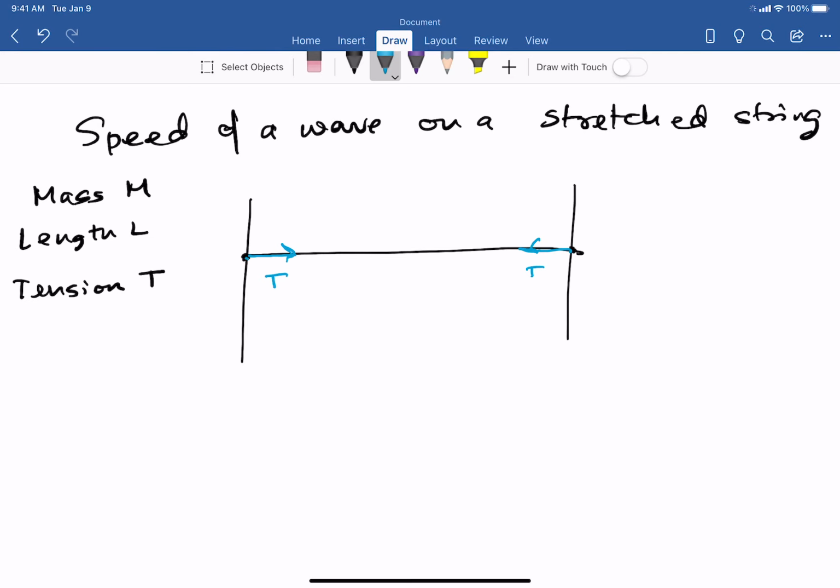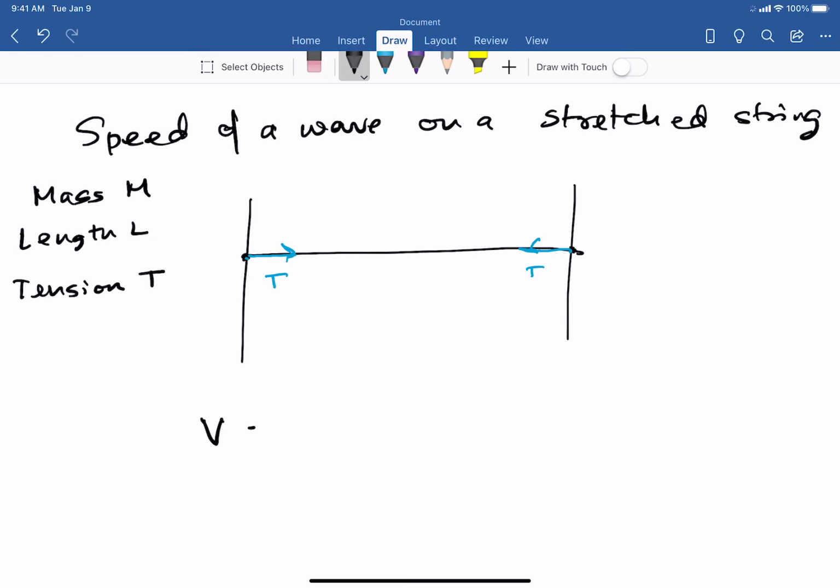We are interested in finding out the speed of waves on the string. There are many ways in which you can create waves in the string. You can shake one end of the string, or you can pluck the string somewhere, or you can strike the string somewhere. So there are multiple ways you can produce waves on the string. We want to find out what is the speed of the waves on the string.